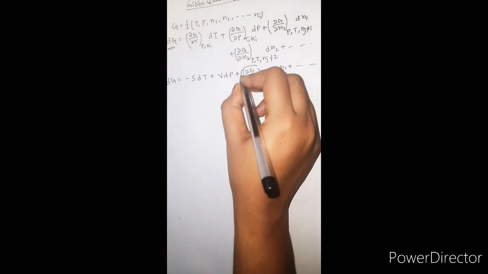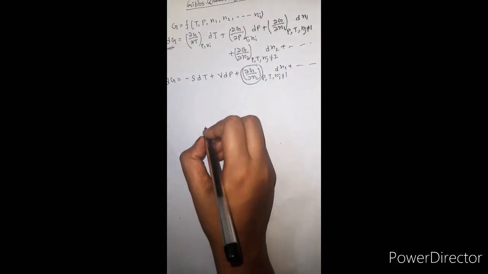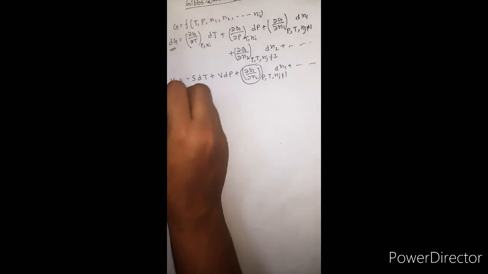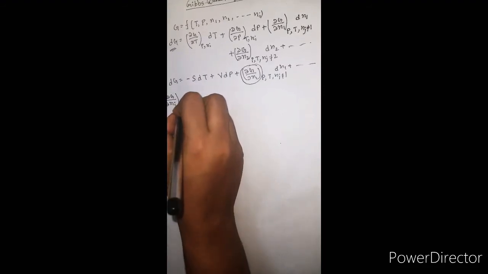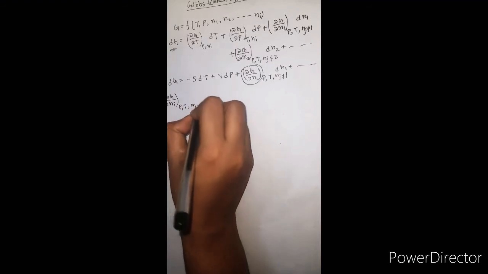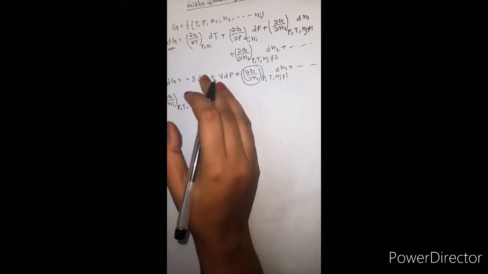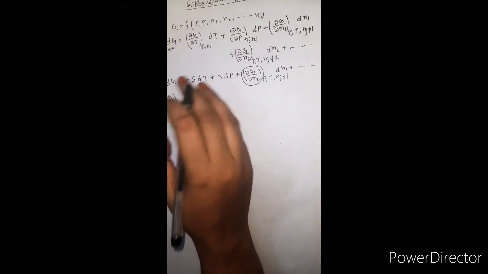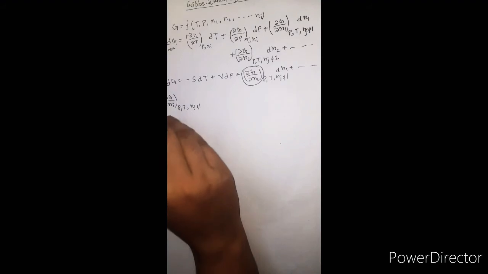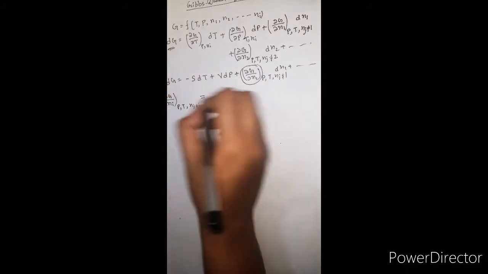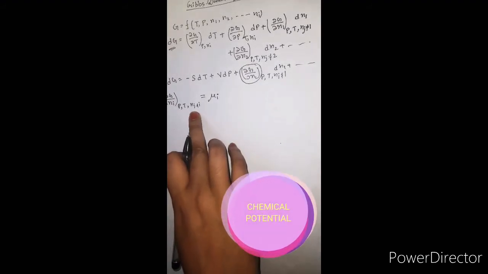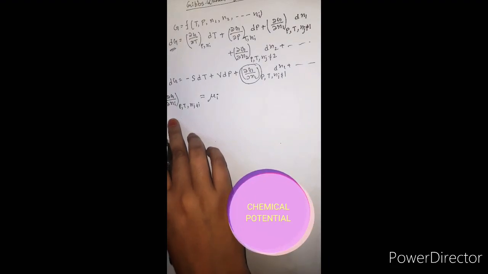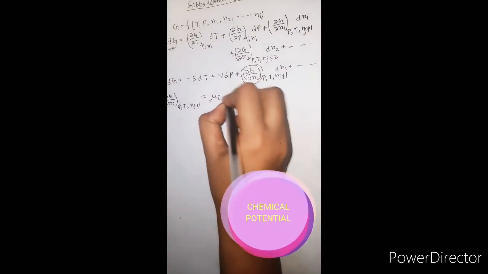What is the physical significance of this term, that is del G del ni? Actually, in general, this del G del ni at constant P, T and nj not equal to i constant, that is all other components' moles are constant but ni is variable, this means that it is the chemical potential. The physical designation of del G del ni is the chemical potential.